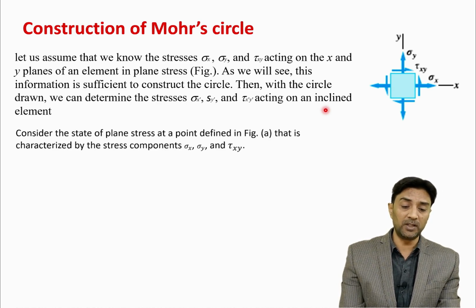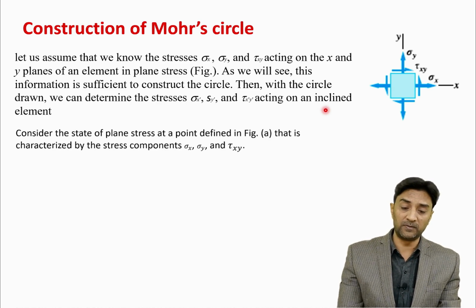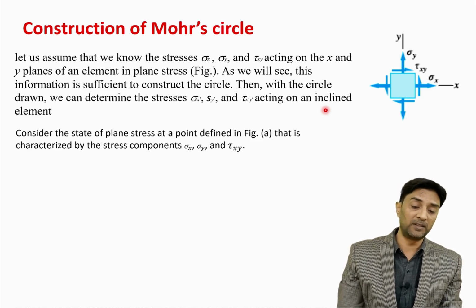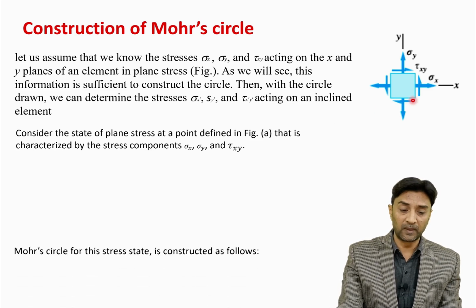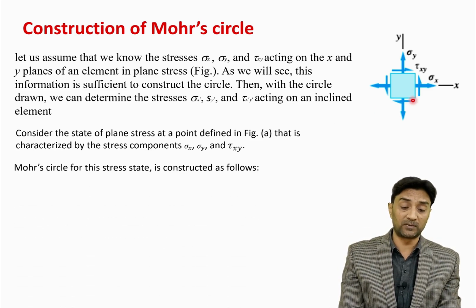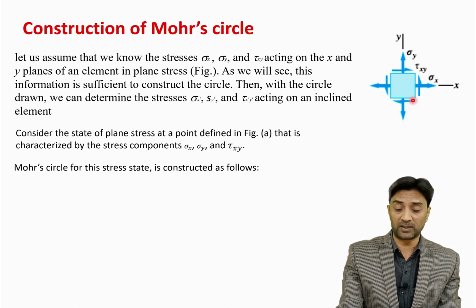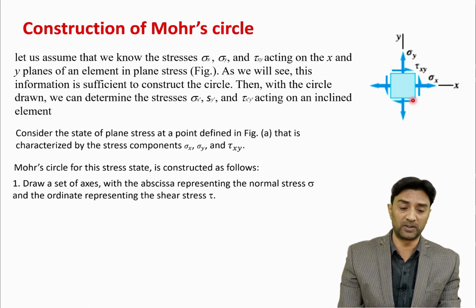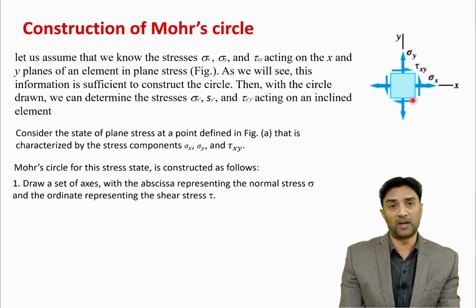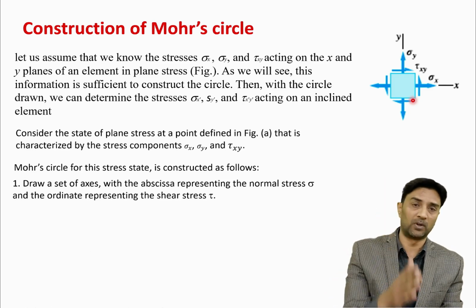So consider the state of plane stress as given in the figure, that is characterized by the stress components sigma x, sigma y, and tau xy. The Mohr circle for this stress state is constructed as follows. So we want to construct a Mohr circle for this particular stress state. First of all, the first step would be to draw a set of axes. You'll have to draw the x-axis and you'll have to draw the y-axis.